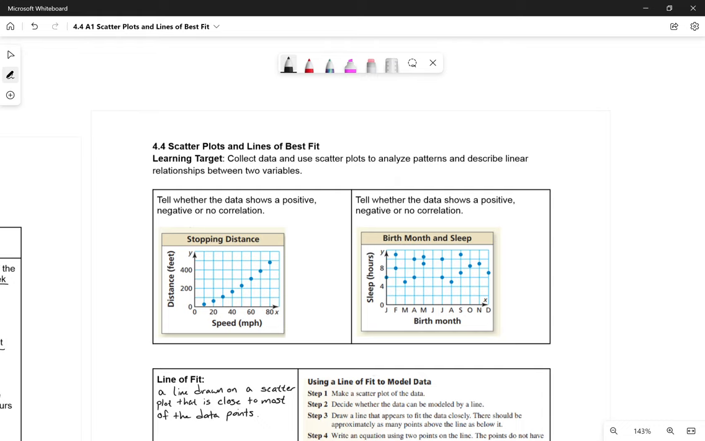And if we look at the graph, as speed increases, our graph also on the y-axis increases. This lets us know we have a positive correlation.